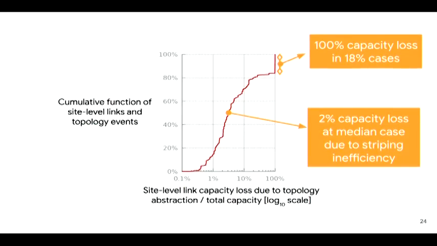In fact, capacity asymmetry is unavoidable. Even though we plan our network to be perfectly symmetric, asymmetry can still happen due to inefficient striping, which caused 2% of the capacity loss in the median case. And in the tail case, we have 100% capacity loss for 18% of the cases. That's due to the case where one supernode has completely lost its connectivity towards the next site.